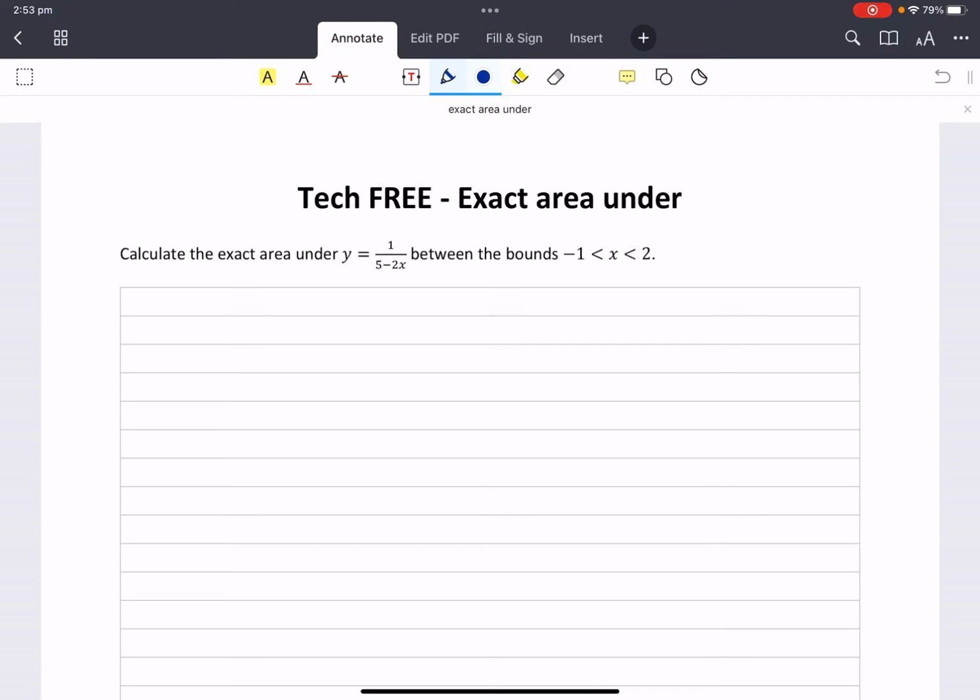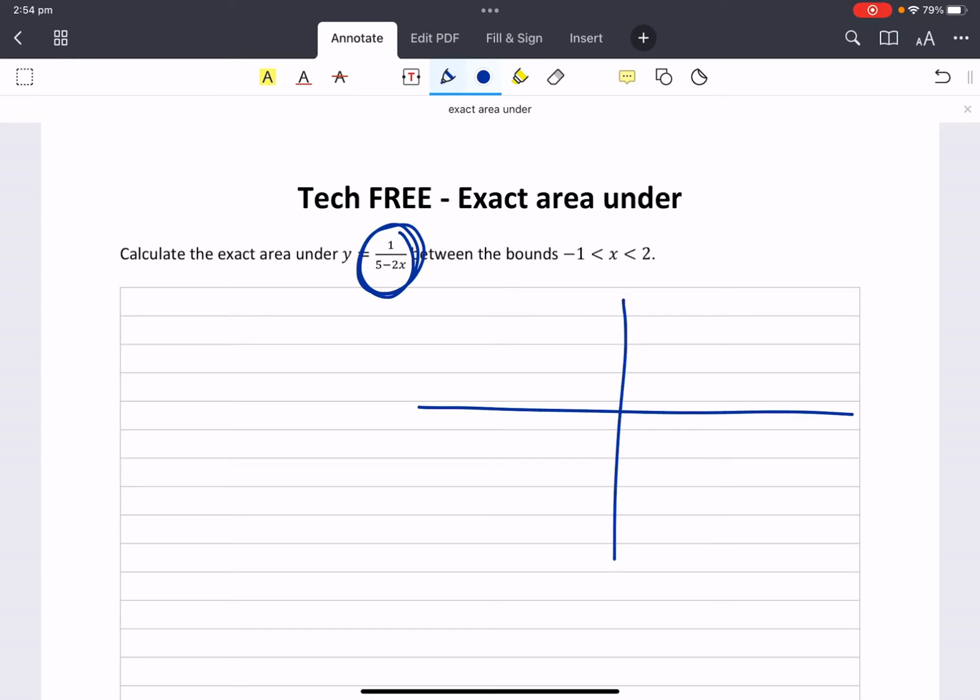So this would be somewhere between a C and a B. It's an easy B or a hard C, depending on how you're going. It's an exact, so it's no technology, and it's talking about an area. So the first thing we need to work out is whether it cuts the x-axis and whether we've got some issues with negative area happening.